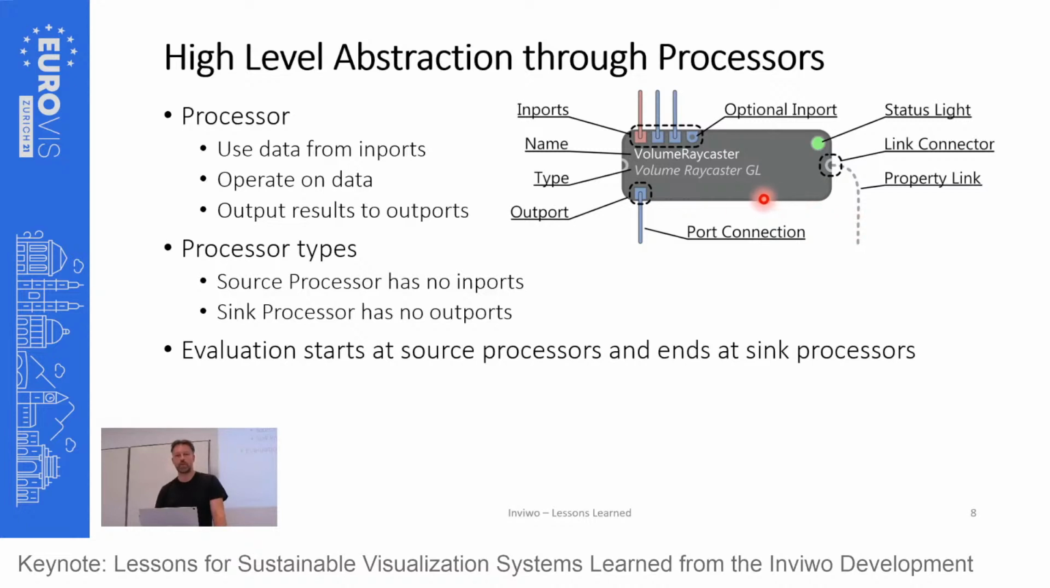We sort these processors into 2 main groups. We have source processors. They do not have inports. They're usually used to bring data into the system. And then we have sink processors, which have no outports. They're actually used to bring data out of the system, like an image or a data set you have generated or something like this. And the evaluation starts at the source processors and ends at the sink processors.